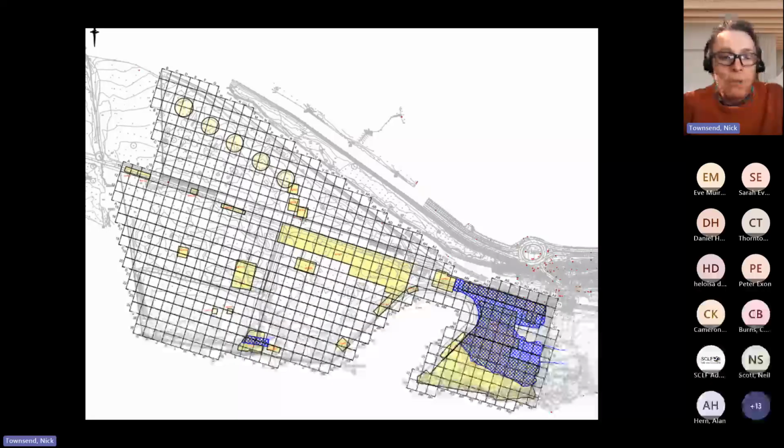The keenly interested amongst you will notice the straight lines, and I'd just like to reassure you that contamination is no respecter of straight lines.